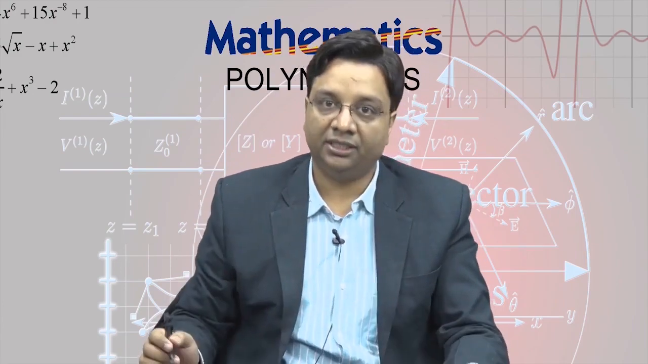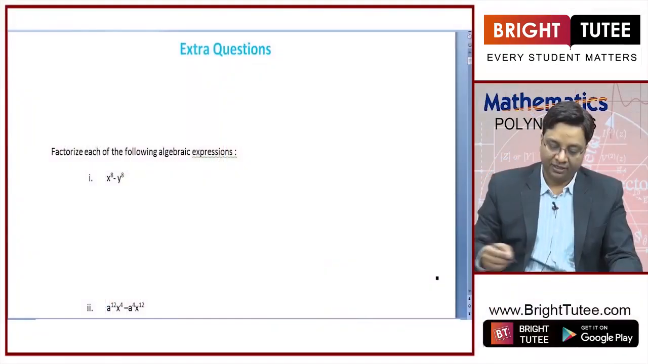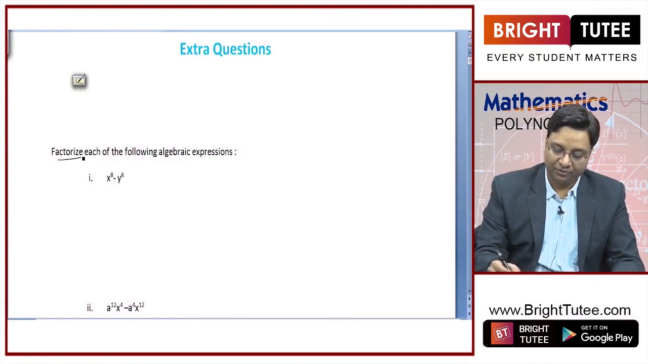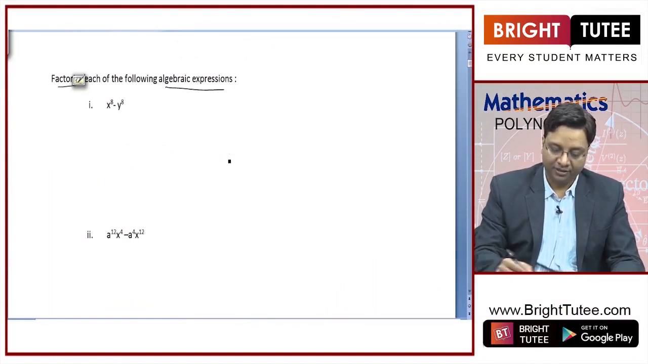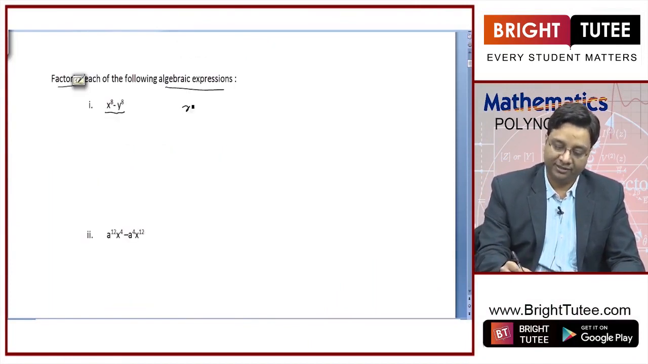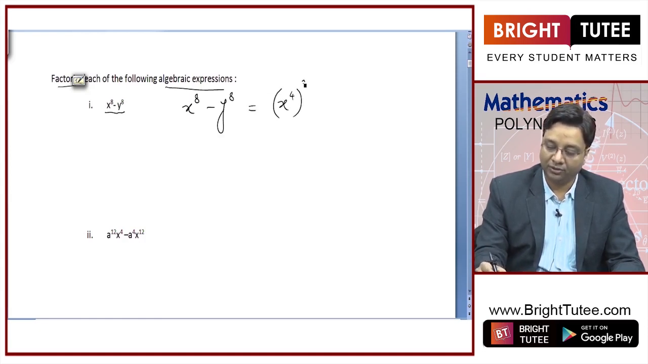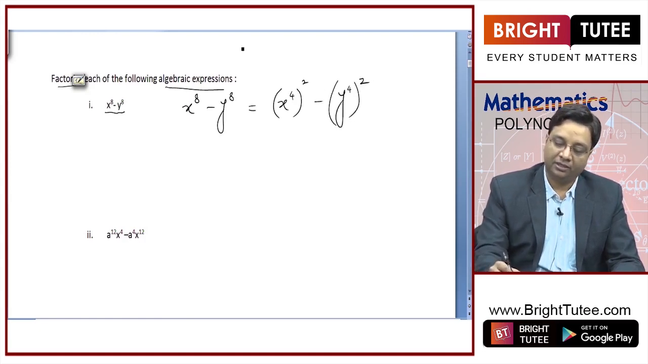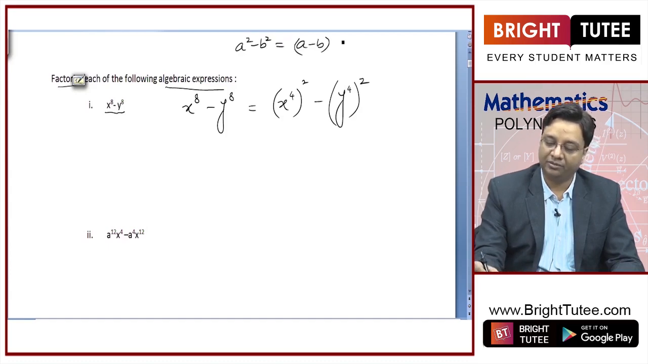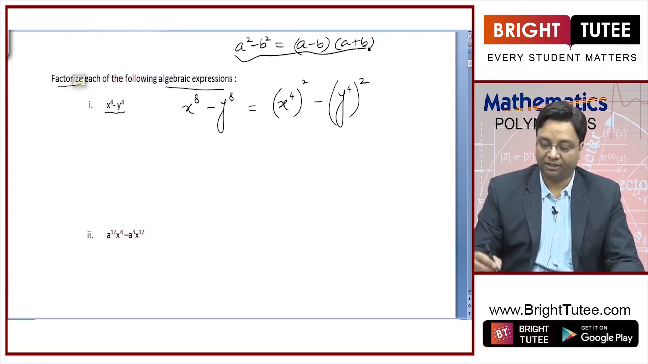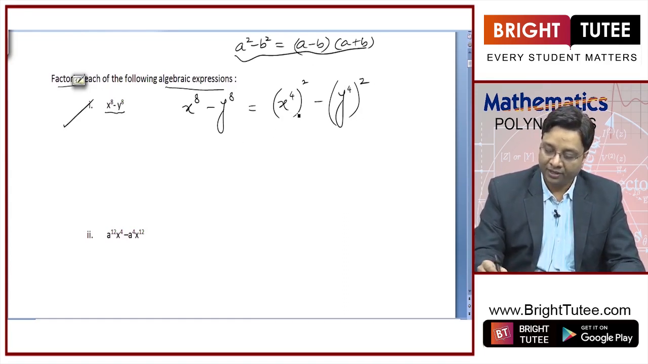So let us start with the first question here, which is factorize each of the following algebraic expressions. The first one is x raised to power 8 minus y raised to power 8. Now this can be considered as x raised to power 4 squared minus y raised to power 4 squared. Now I know this identity, a square minus b square is equal to a minus b into a plus b. So this is the identity I will use in the first part of this question here.